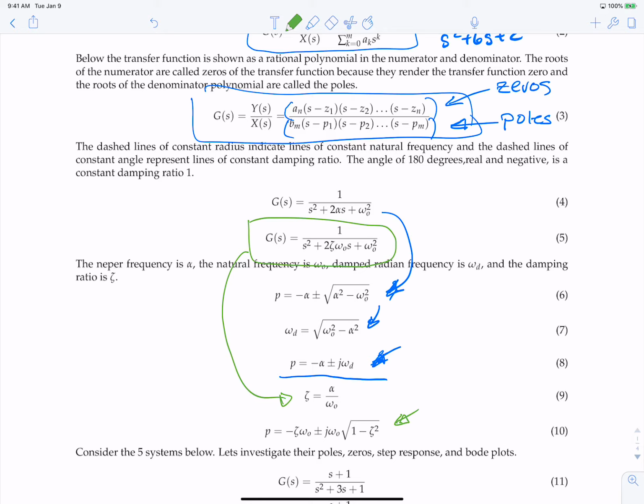And what you'll see is if you look at 10, as long as the damping ratio is between 0 and 1, these poles will be a complex conjugate pair. So we'll write this down. So when zeta is between 0 and 1, that gives us complex conjugate poles. And you can see that on the right-hand side there.